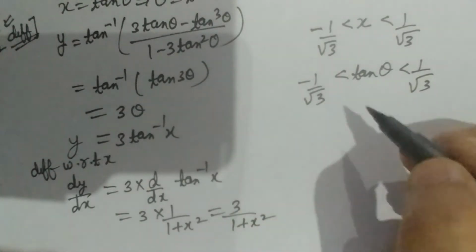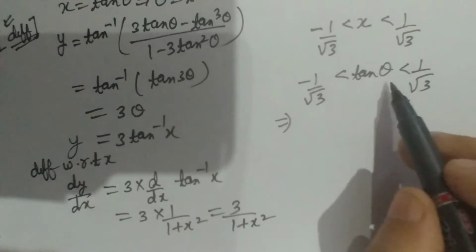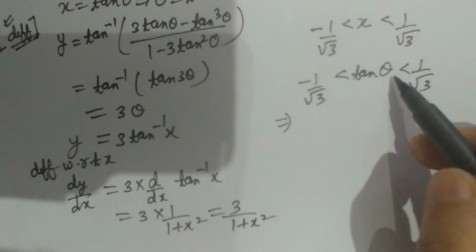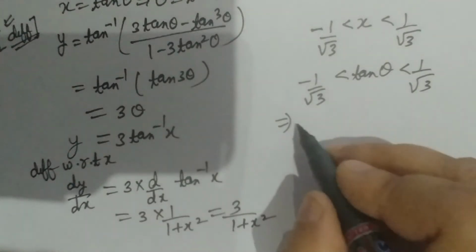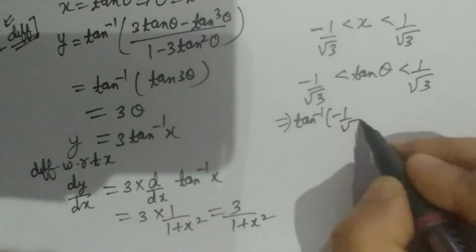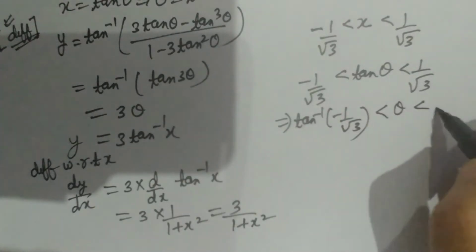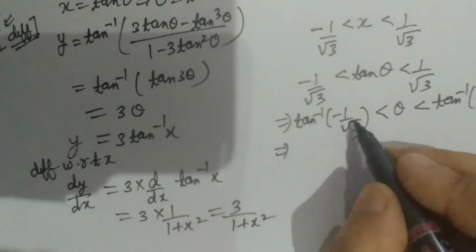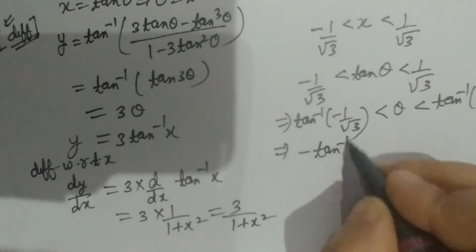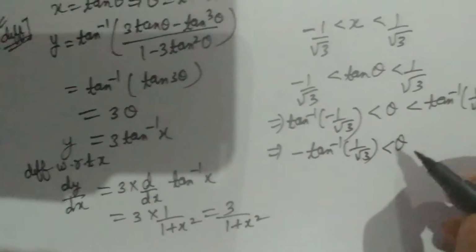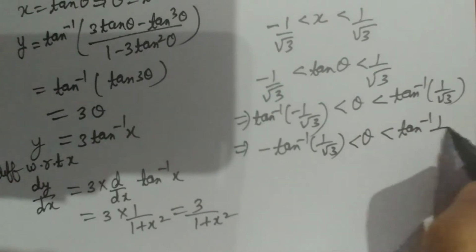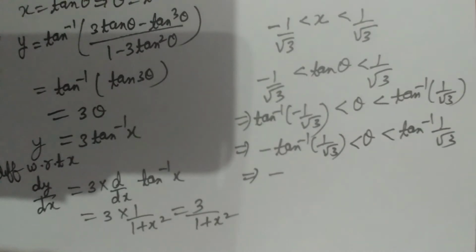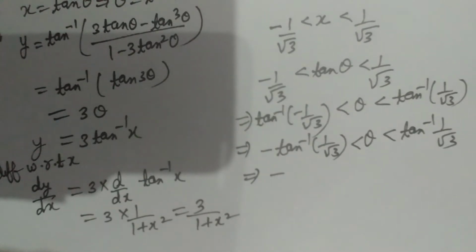This is just a side condition which we will be checking. Now in between I have to bring only theta, so I will operate by tan inverse. It will be tan inverse of minus 1 by root 3, which becomes theta, and tan inverse of 1 by root 3. Now tan inverse of minus 1 by root 3 is minus tan inverse of 1 by root 3. Now you know tan of pi by 6 is 1 by root 3.